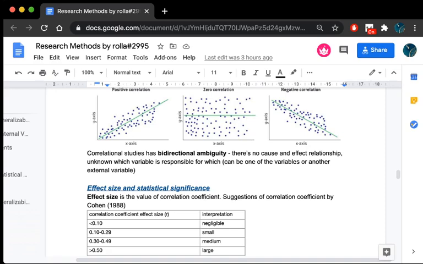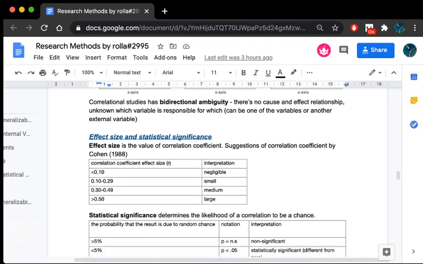Correlational studies have this thing called bi-directional ambiguity. Basically, there's no cause and effect, there's only a link between them. There's an association, and we don't know which variable is responsible for which, or there might be a different variable that's affecting both of them that is responsible for the link. Effect size and statistical significance.